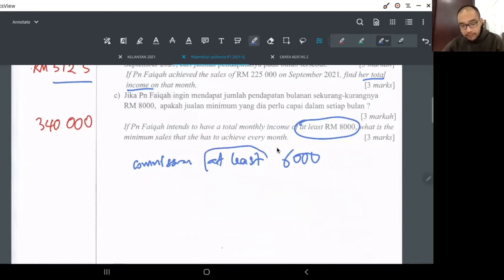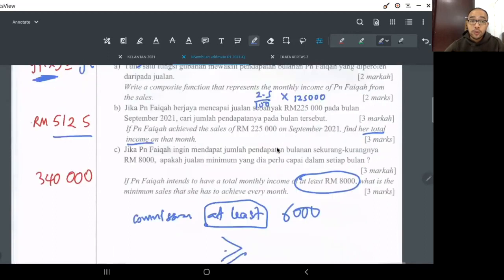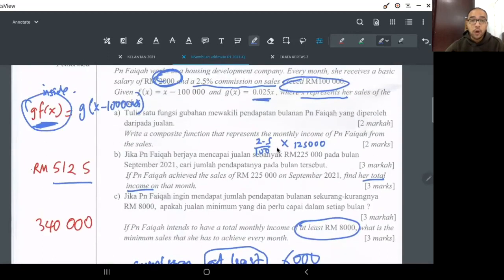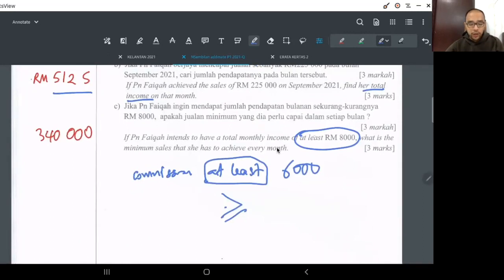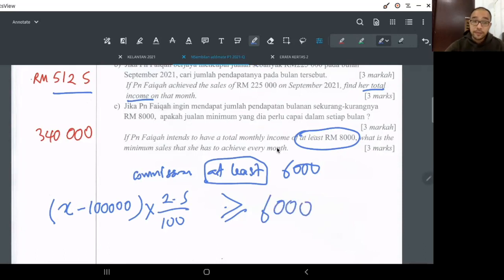At least, the symbol for at least is lebih besar atau sama dengan. So what is the commission? If not also, you know that you have to take the sales minus 100,000, then you times 2.5%. After that, it has to be more than 6,000. So you find the value of X. So she has to achieve a target sale of 340,000 in order to get a monthly income of at least 8,000. Wow, this is very high.